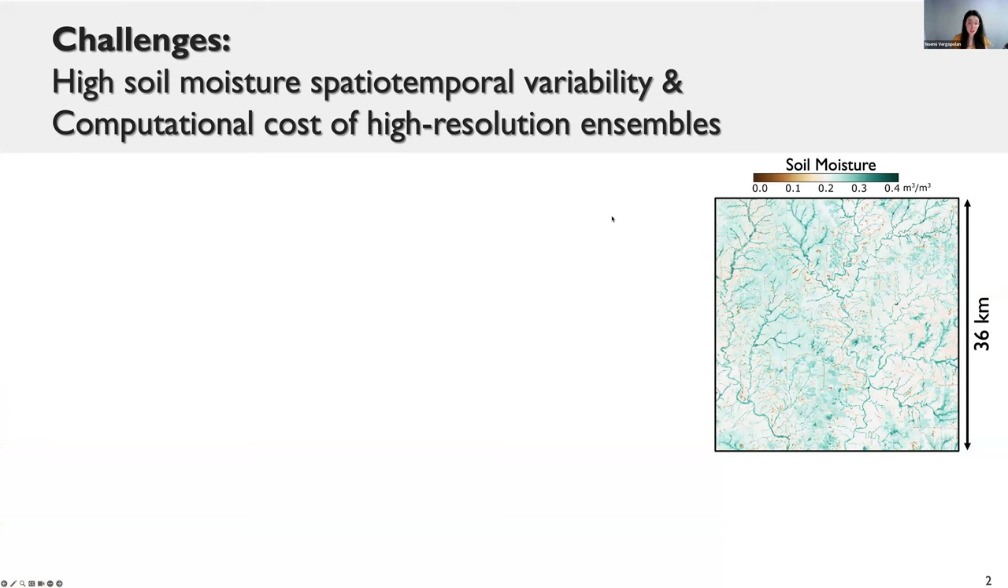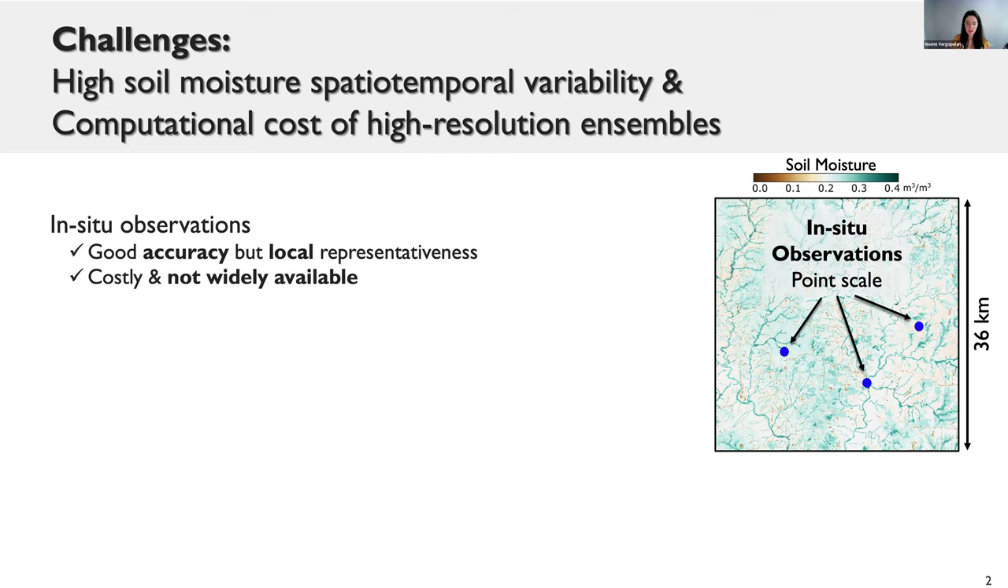Okay, so one of the biggest challenges for soil moisture and carbon in many hydroclimate processes is that they have very high spatial and temporal variability over land. It's fairly different from atmospheric processes, where a lot of things are mixed up there. We have very big gradients of moist and wet conditions very close to each other, right? So if we look, for instance, at this domain, 36 kilometers here on the side, even if we have a few in situ observations available over the site, they're hardly representative of all the spatial variability over the domain.